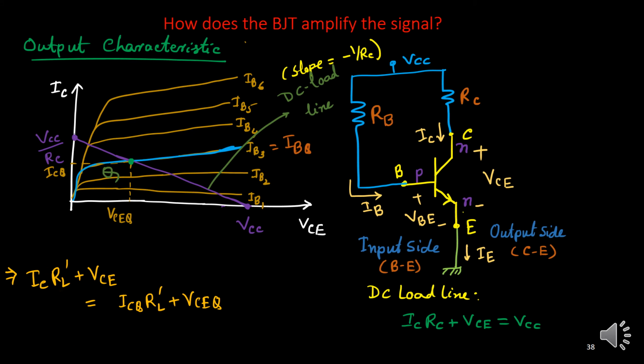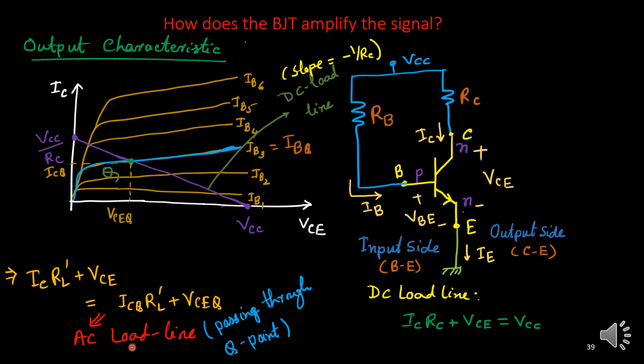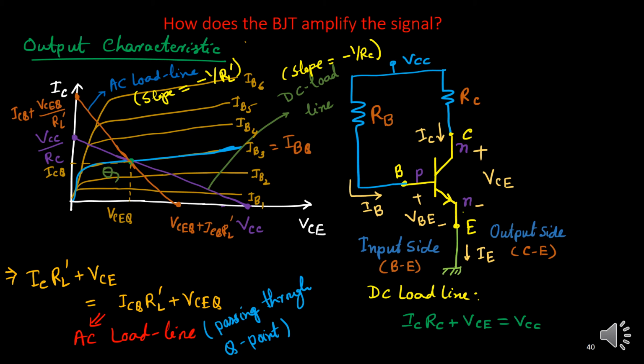Okay, so this is your AC load line. It is passing through the Q point. That is the important thing. We want to draw it, so it will be like this. It will pass through again, but this time its slope is minus 1 upon RL prime.